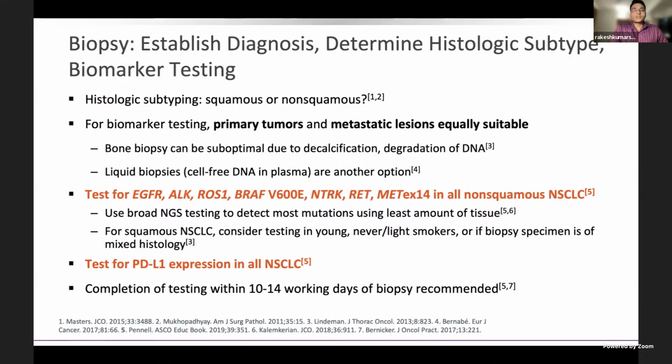Biopsy is of paramount importance in establishing the diagnosis, which classifies squamous versus adenocarcinoma. It can be obtained from the primary site or a metastatic site. Bone biopsy is usually not preferred, although it is a common metastatic site. Everyone is testing EGFR, ALK, BRAF, NTRK, RET, and MET exon 14 skipping mutation in non-squamous NSCLC, although this can be done with an NGS panel also. Along with that, PDL1 testing is recommended. The usual turnaround time with NGS is around 10 to 14 days.